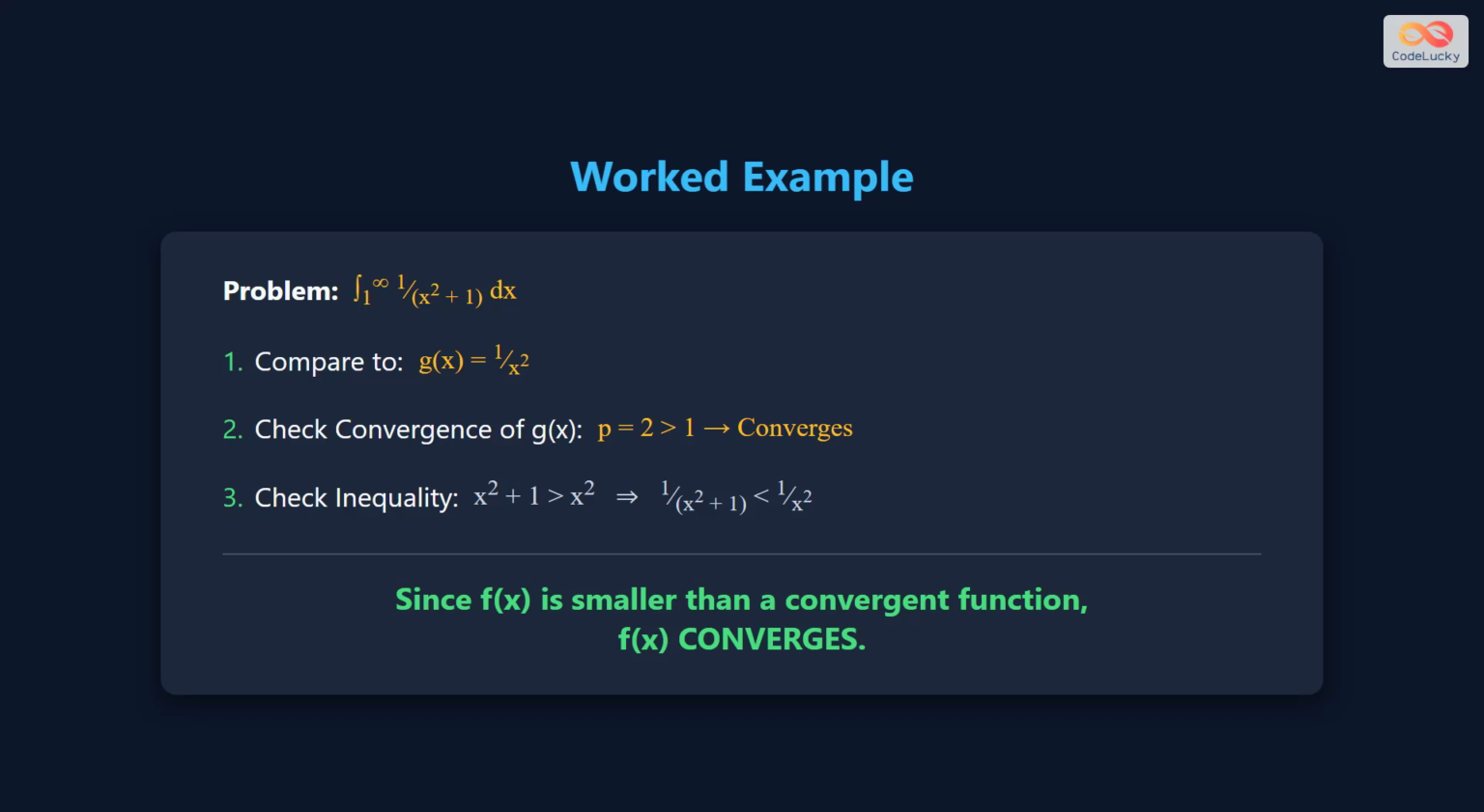Let's solve a problem. We want to test the integral of 1 over x squared plus 1 from 1 to infinity. Step 1. Remove the plus 1 to find our comparison function, 1 over x squared. Step 2. We know 1 over x squared converges because the power is 2, which is greater than 1. Step 3. Since adding 1 to the denominator makes the fraction smaller, our function is less than the convergent comparison function. Therefore, the integral converges.